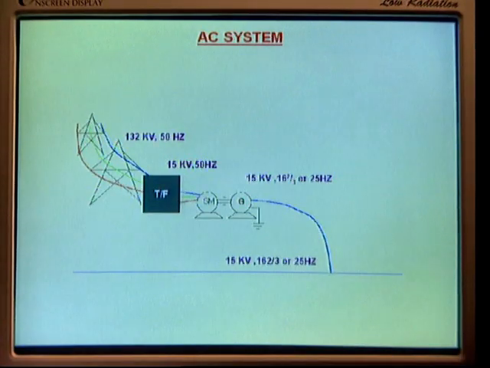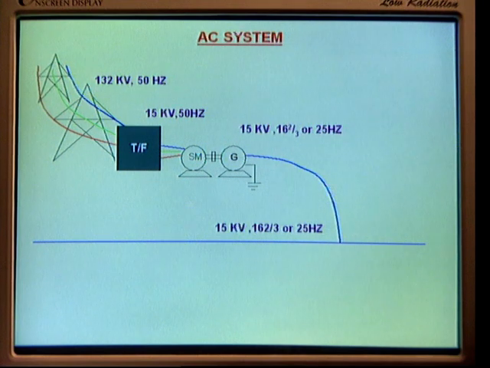The AC distribution system is similar to the DC system. Here, the same R, Y, B 3 phases are taken from the grid at high voltage, 132 kV at Indian frequency, and using a power transformer it is stepped down to 15 kV at Indian frequency. Here is a special arrangement you can see. Here is a synchronous motor. The output of the transformer is given to the input of the synchronous motor.